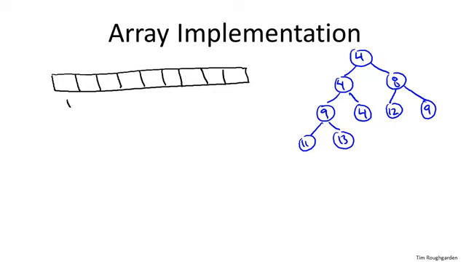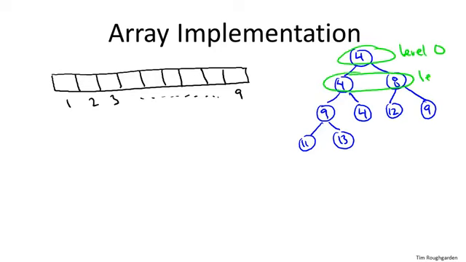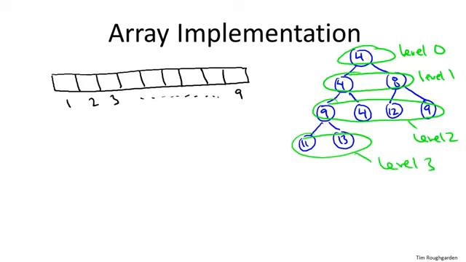So the root is going to be the only node at level 0. Then the children of the root are level 1. Their children constitute level 2. And then we have a partial level 3, which is just these last two nodes here. And now we just stick these nodes into the array one level at a time. So the root winds up in the privileged first position.